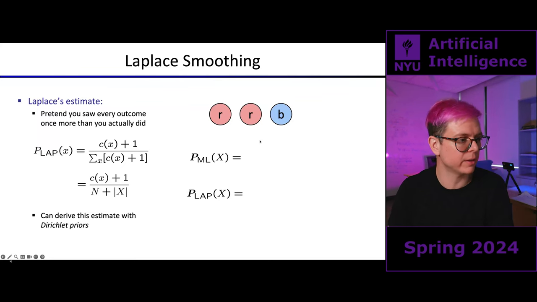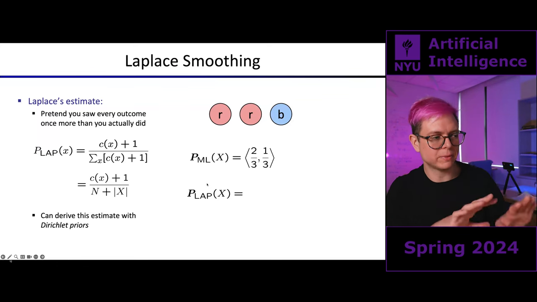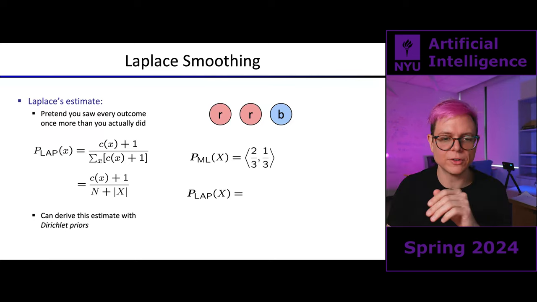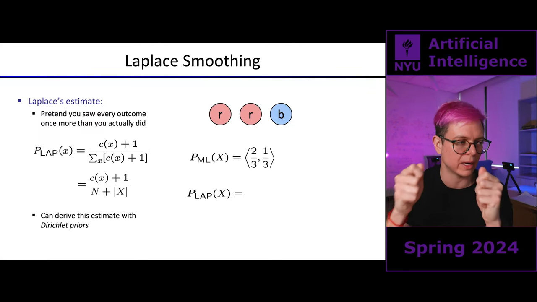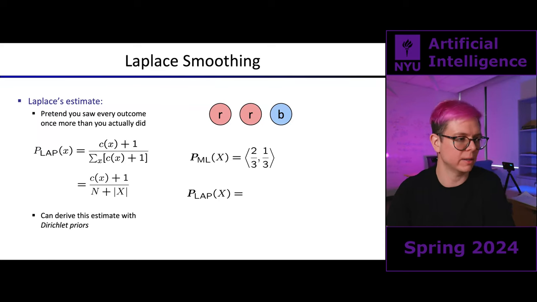Two-thirds and one-third, right? Because it sums to one. That's very good. Okay. Now, stop typing. Second question. What is going to be the Laplace estimate for the same random variable? It's going to be two numbers, right? It's going to be a probability distribution for two classes. You have to give me the two numbers for the second thing. 3/5 and 2/5. That is correct.